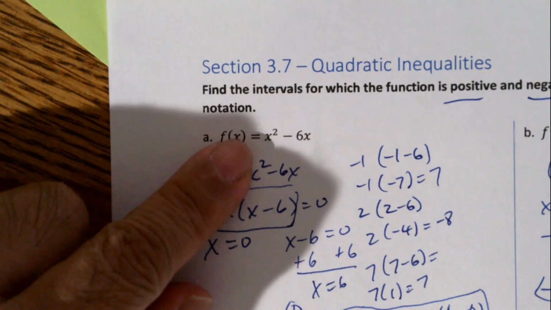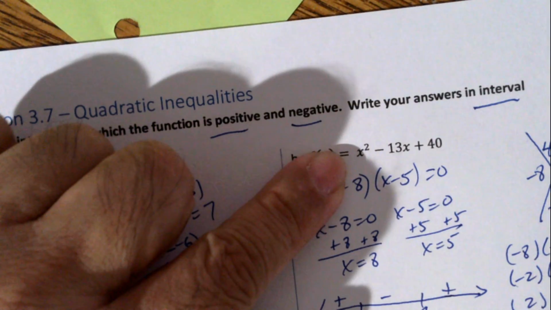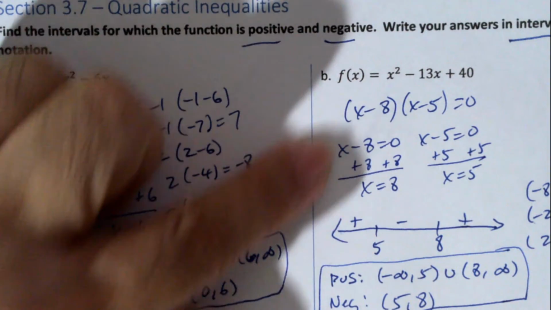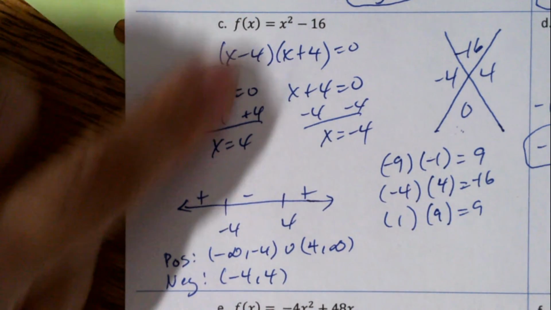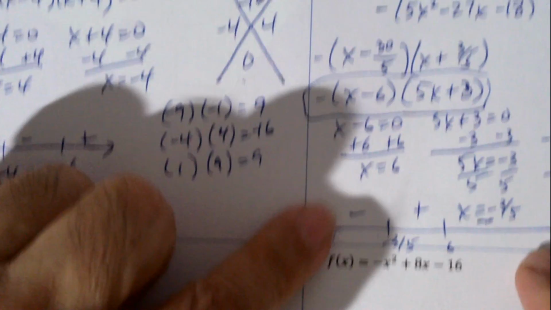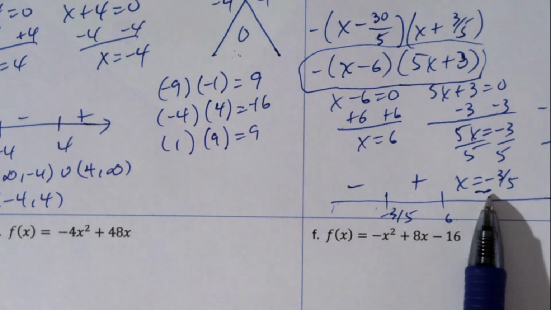All right, I want you to notice something else. This had a leading coefficient that was positive, so it started with positive. Leading coefficient is the x squared term. If the x squared term is positive, it starts positive. X squared term is negative, it starts negative. So it's negative, positive, negative. In fact, I am so positive of this.